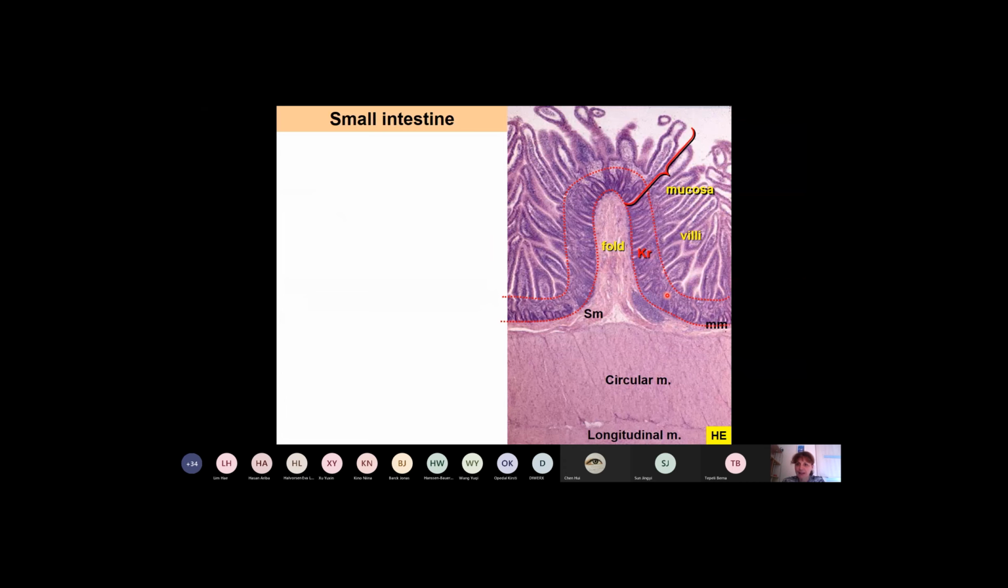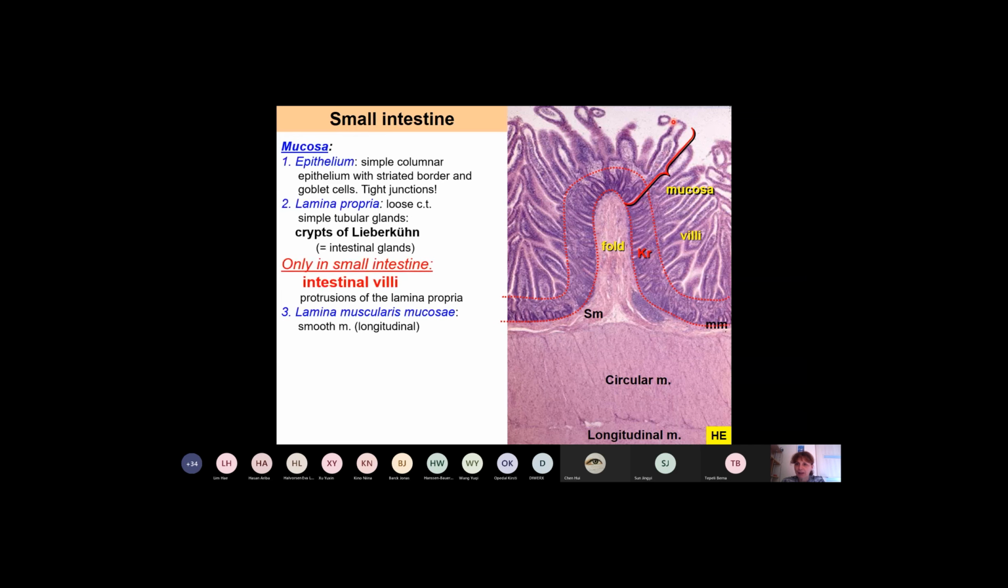You can see again the villi which extend into the lumen, and these are always formed by the lamina propria. This is very important. The villi are covered by the surface epithelium. This is simple columnar epithelium with striated border, as I mentioned, and lots of goblet cells. And the lamina propria forms these villi.